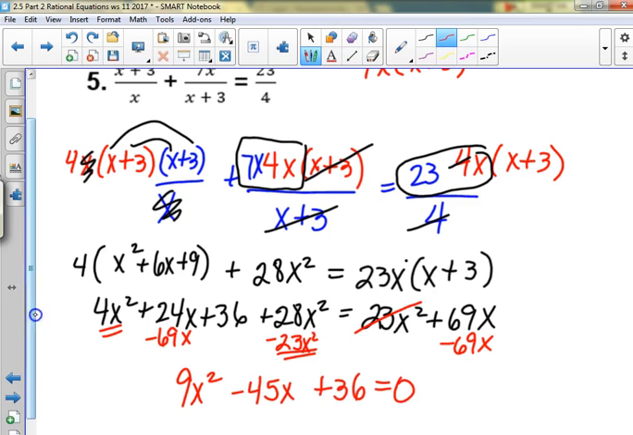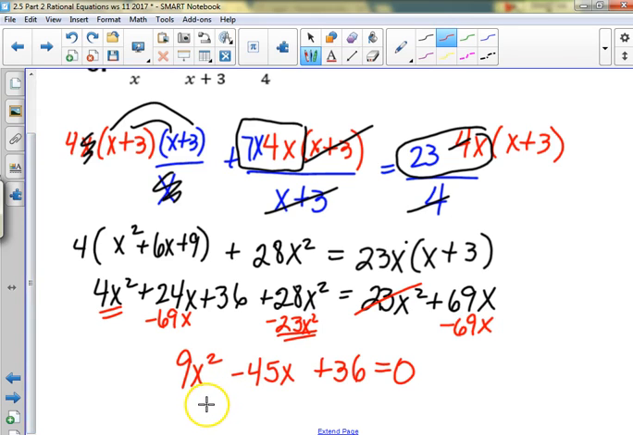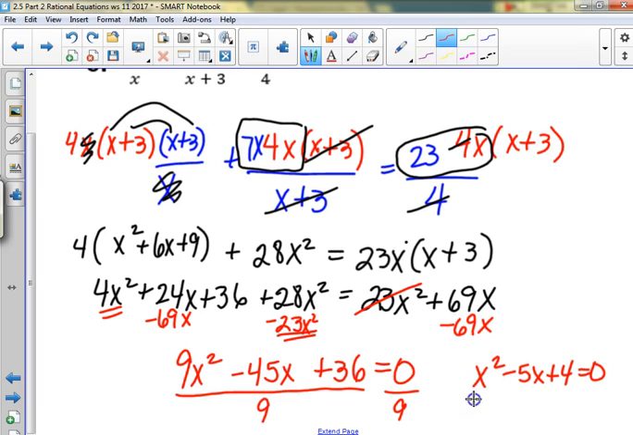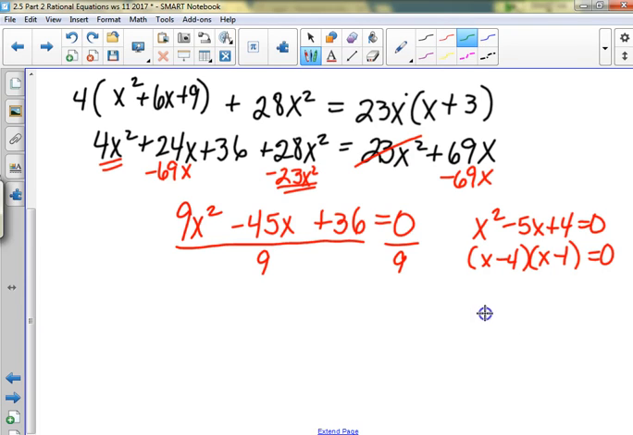I'm excited. Why am I excited? Yes. Can I throw the 9 away? Because 0 divided by 9 is 0, right? So it's okay. We can leave it out front. It won't matter because 9 never equals 0. It won't affect anything. X squared minus 5x plus 4 equals 0. Is that x minus 4 and x minus 1? Okay, so we get x equals 4 or 1.